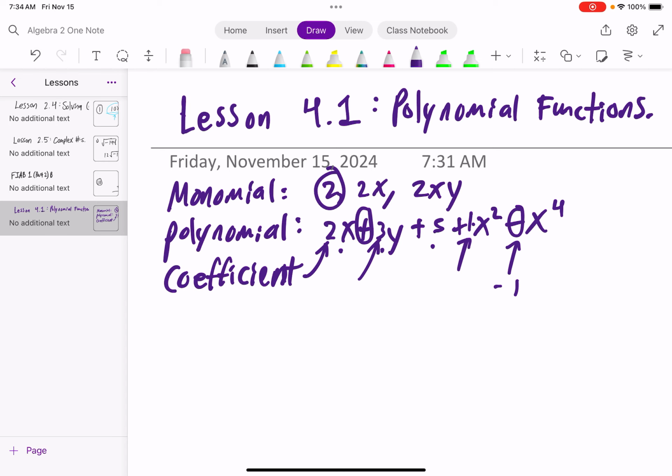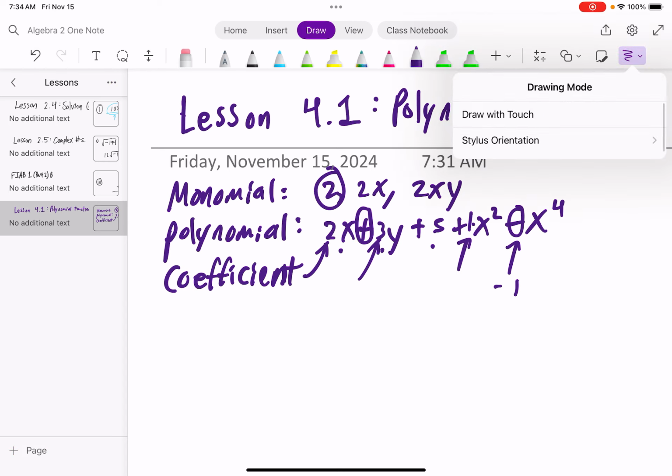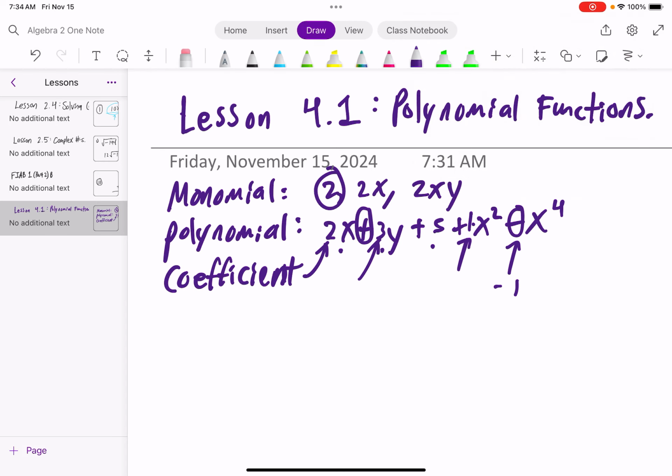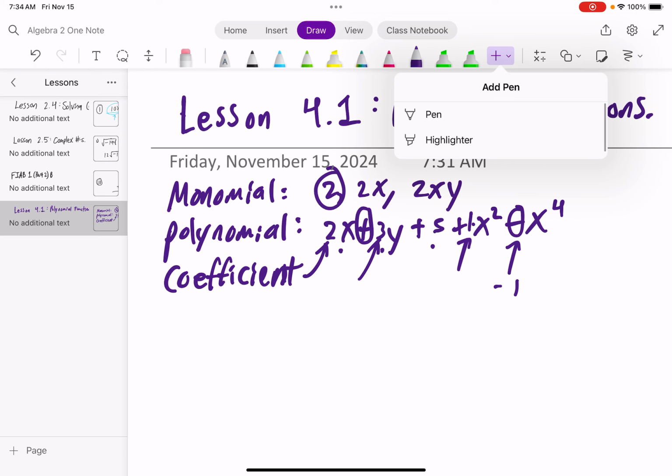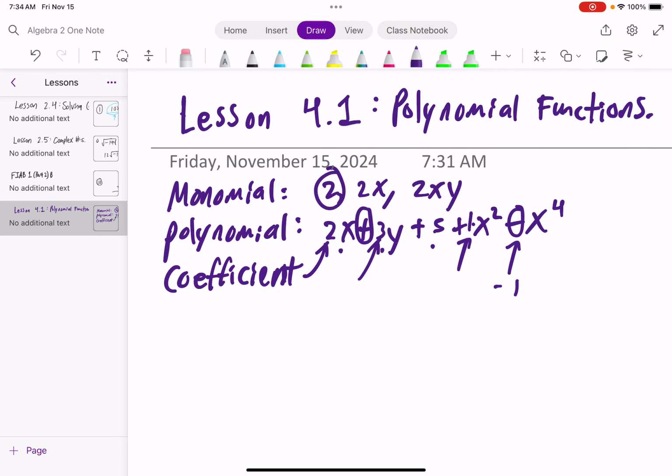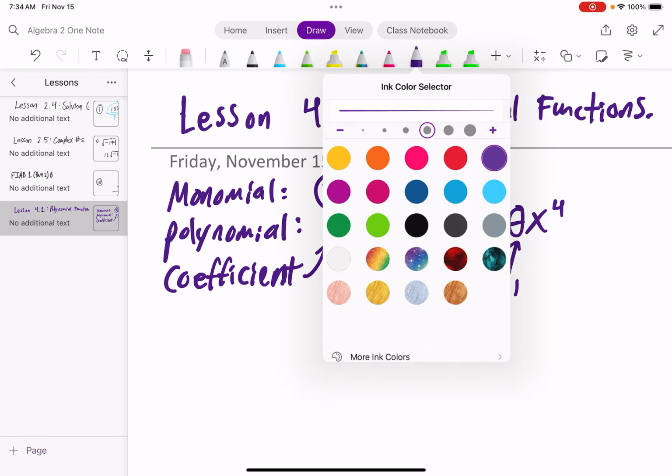So let's see. Trying to see how I can minimize the. Still trying to play around with this right now.